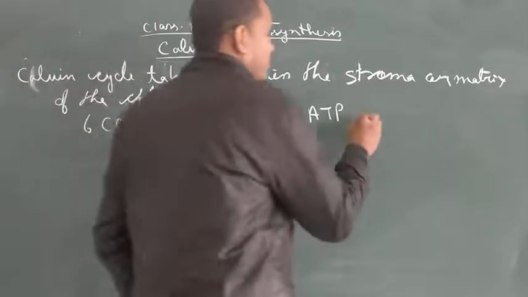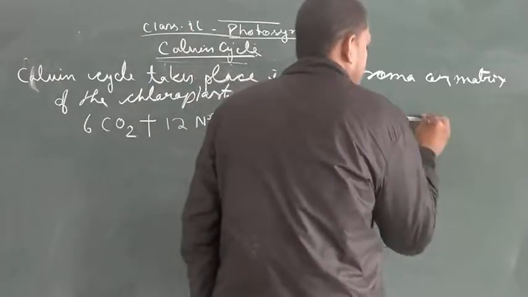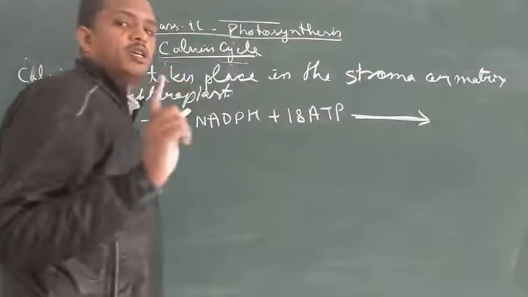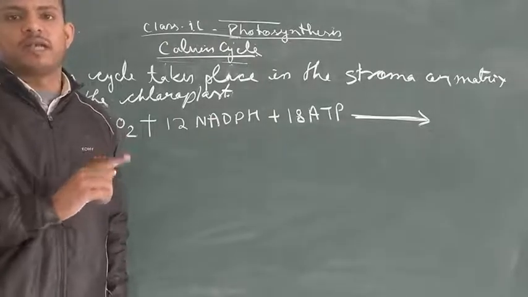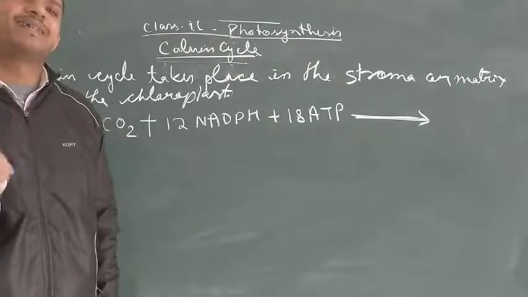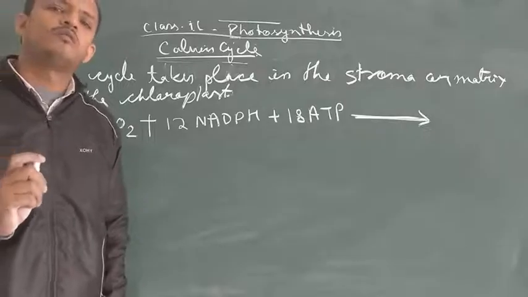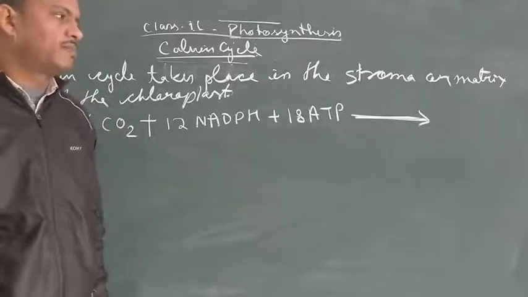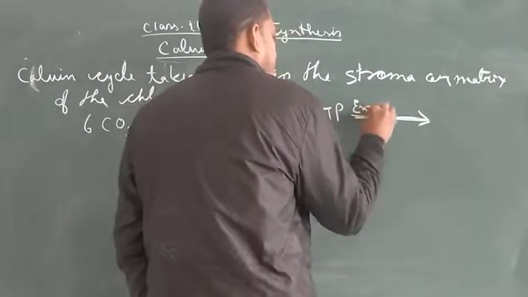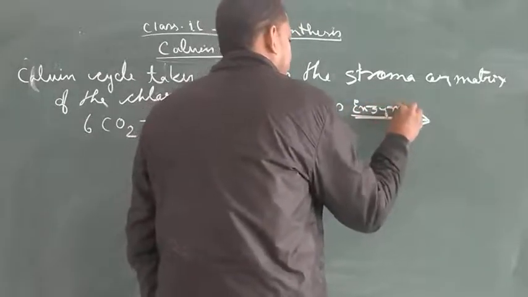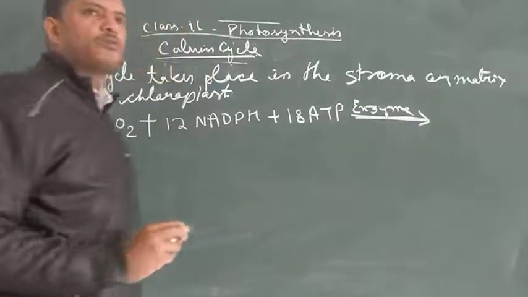Now one more thing, there are about 10 enzymes which participate in this complete cycle, because there are about 10 steps, and in each step there is participation of a particular kind of enzyme. So there is presence of enzyme.